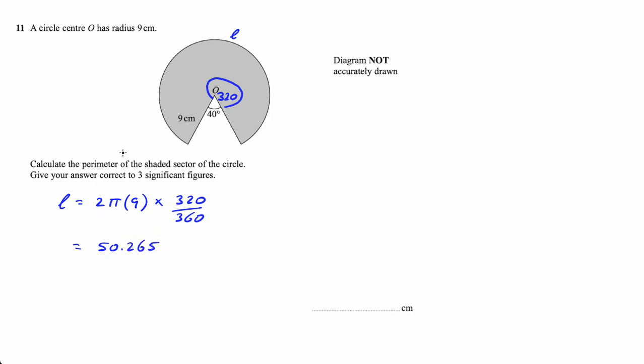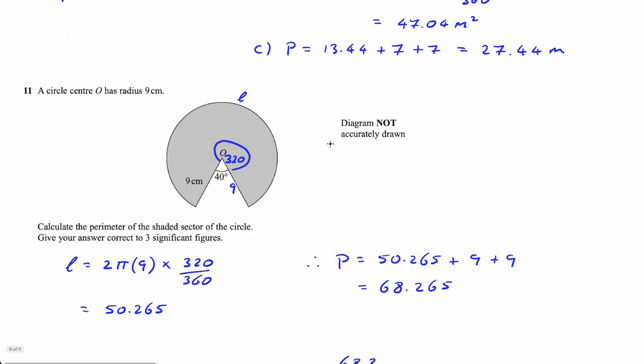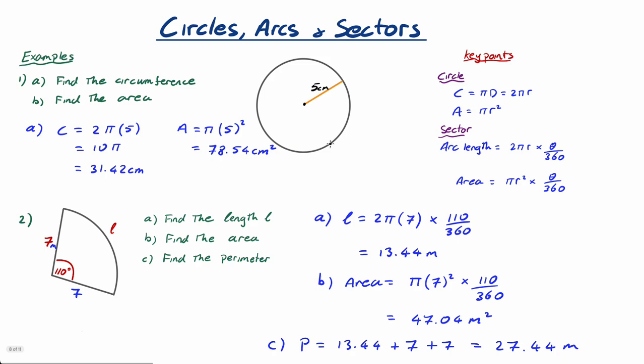So that's the length. The perimeter, therefore P for perimeter, is 50.265 plus 9 for the same reason I said before, guys. If that's 9 here, that's also 9. So we do 9 plus 9 plus L, and that gives me 68.265, and here it says 3 significant figures, so that would be 68.3 centimeters. Okay, guys, that is it. That is circles, arcs, and sectors.